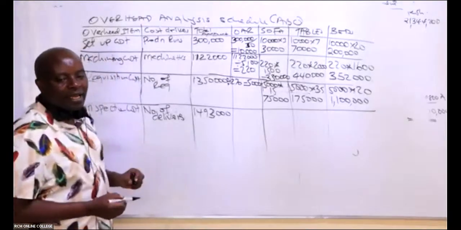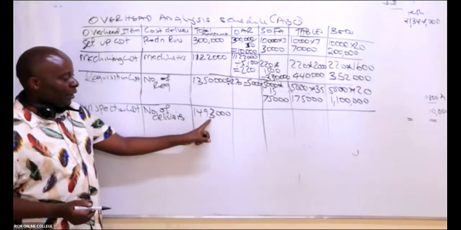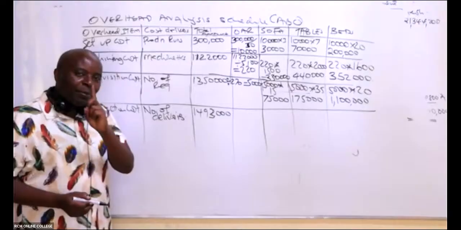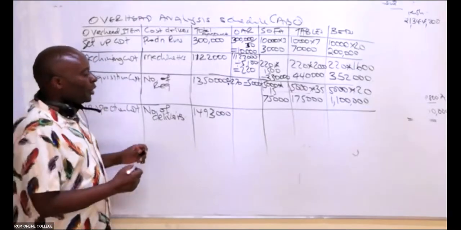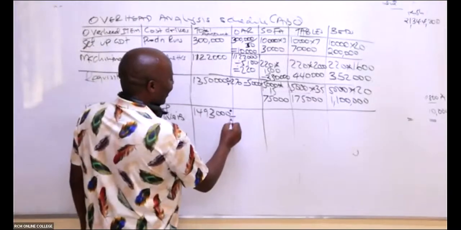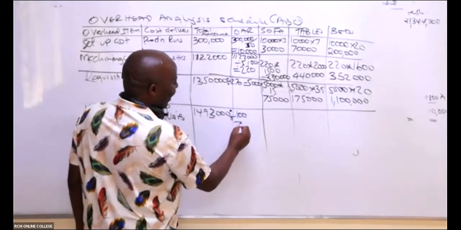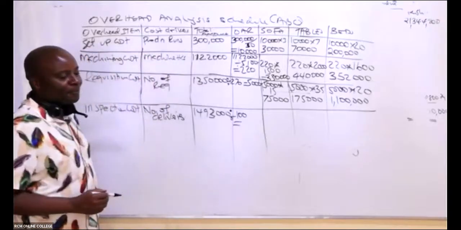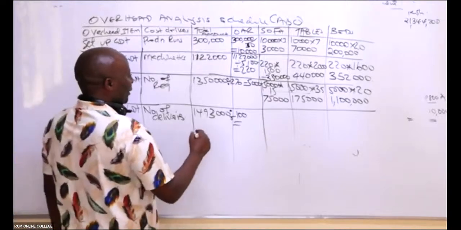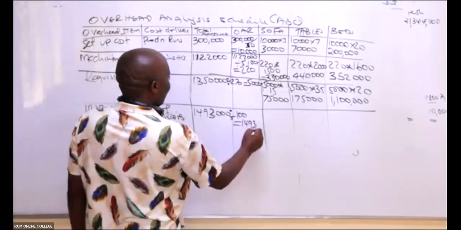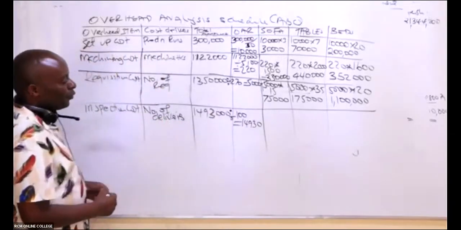The OAR will take the total amount, which is 1,493,000, and you divide it by the total number of deliveries. Are you able to see the total number of deliveries? 100. Yes, so you're able to get that OAR. This OAR will be 14,930.